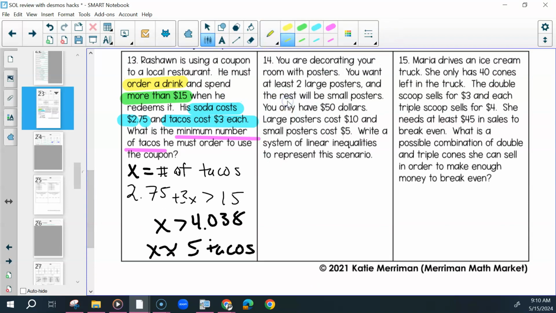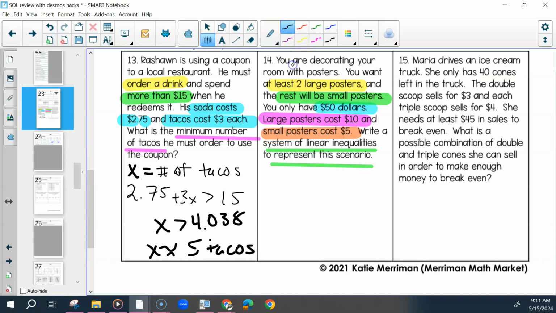So with 14, you are decorating your room with posters. You want at least 2 large posters and the rest will be small posters. You only have $50. Large posters cost $10. And small posters cost $5. We need to write a system of linear inequalities to represent. So we're not solving anything, we just have to write it.